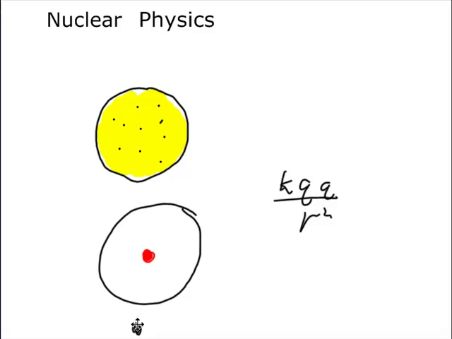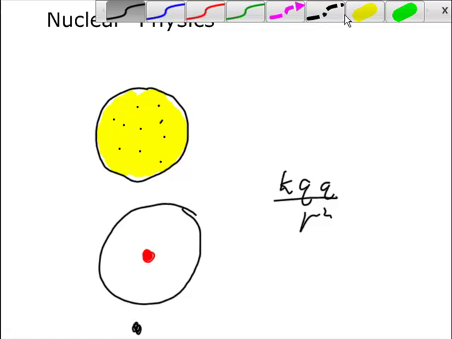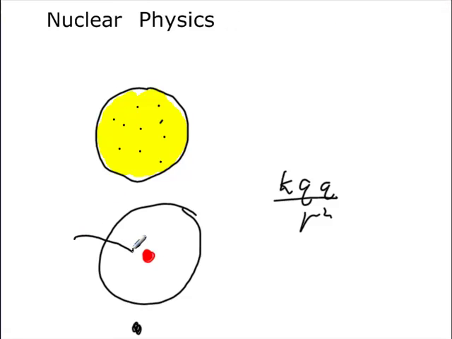And that is how they found out that most of the mass of an atom is concentrated near the center, and they named that concentration of mass the nucleus.